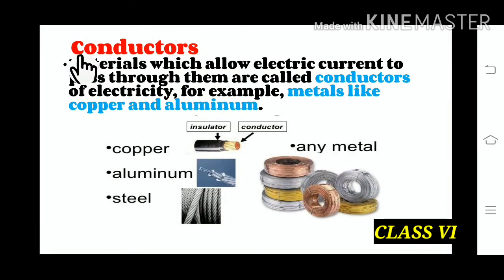Children, now I am going to explain about conductors. Materials which allow electric current to pass through them are called conductors of electricity. It means copper, aluminum, steel, these all are conductors and they allow electric current to pass through them in a circuit.